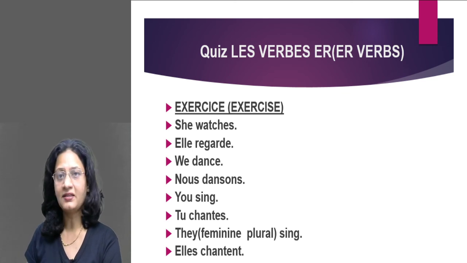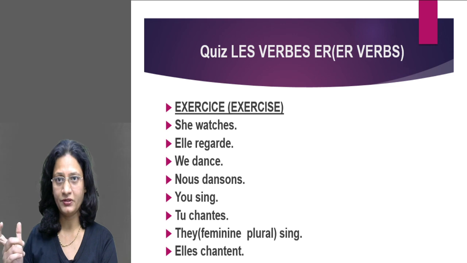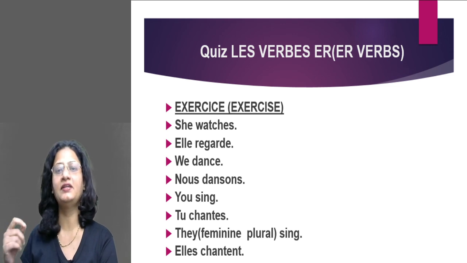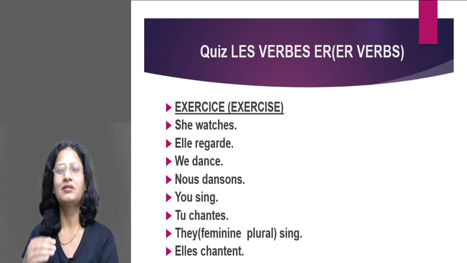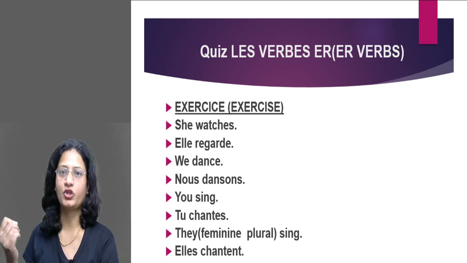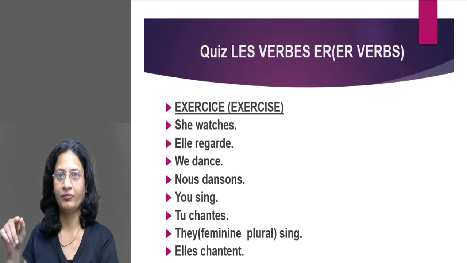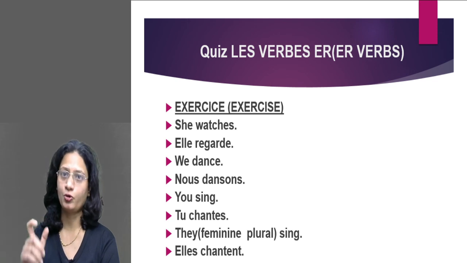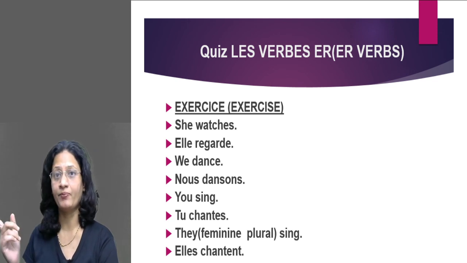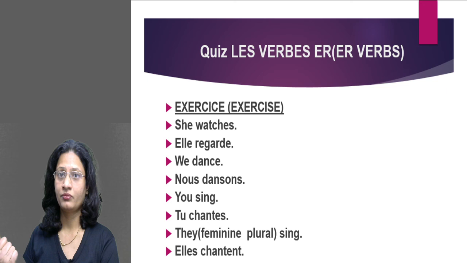So in this class we learned the ER verbs, how to conjugate the ER verbs, the first group. Then some exceptions, a little bit like manger, where we have to add an extra e. Then commencer, for nous with c cédille. And when the verb starts with a vowel, how to conjugate with j'aime, j'habite, j'écoute.